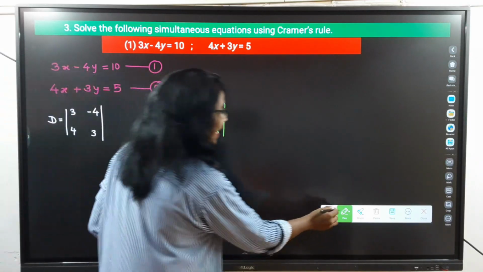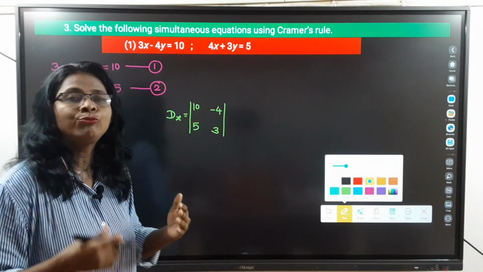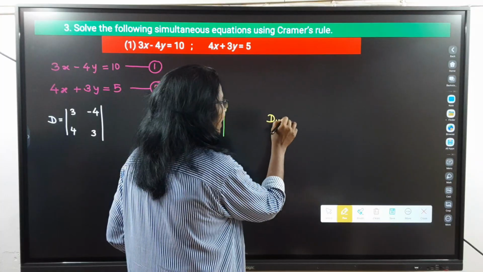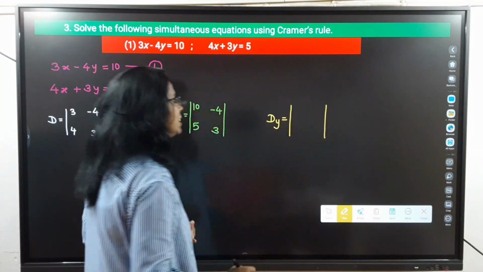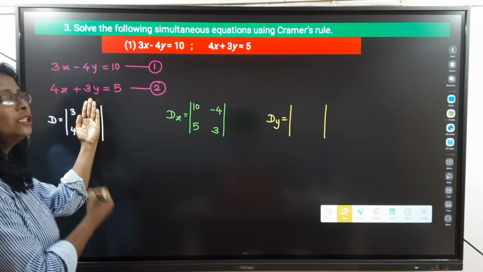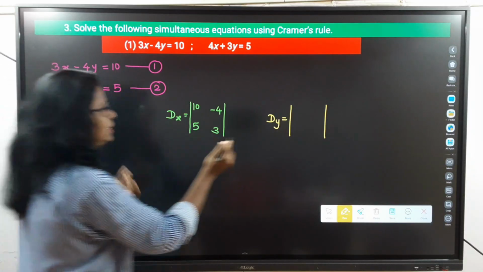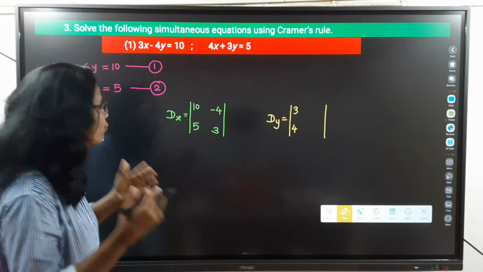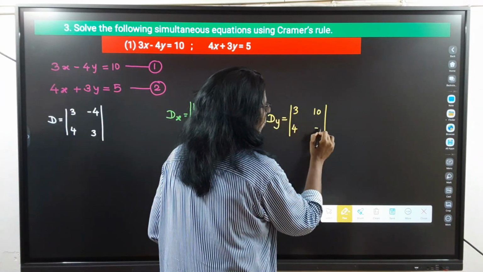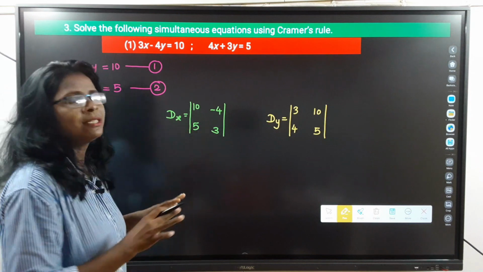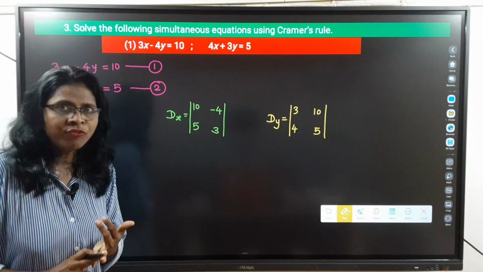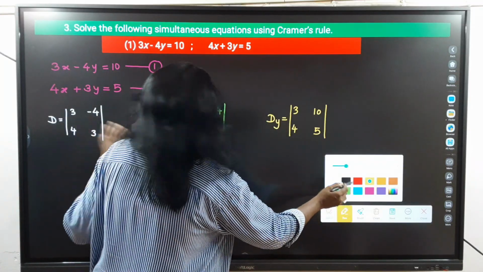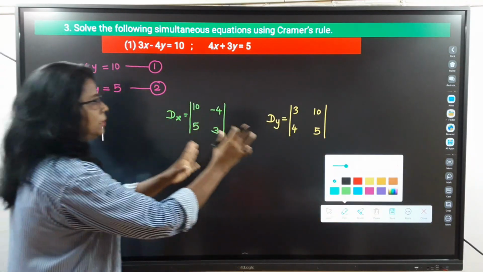Then, students, next we have to arrange the D of y, the determinant of y. So how can we arrange the determinant of y? In this determinant we hide the second column and write down the first column as it is, and in the place of the coefficient of y, we write the constants in the second column. So that is the first step, the arrangement of D of x and D of y. Okay students, next we get the value of each determinant.